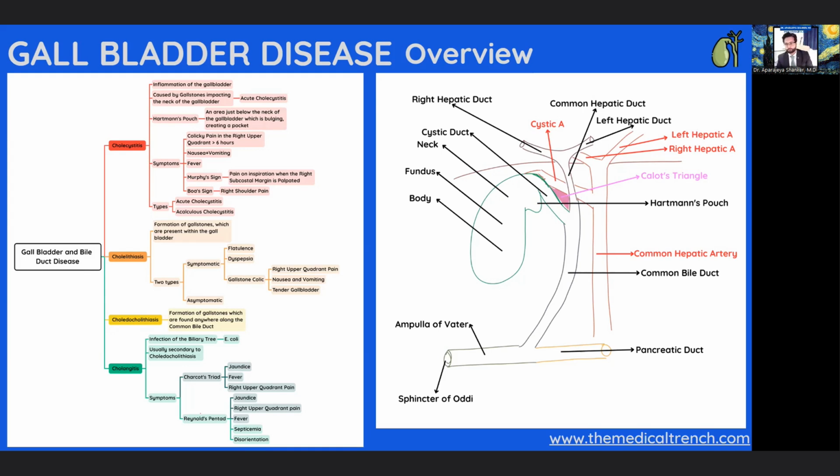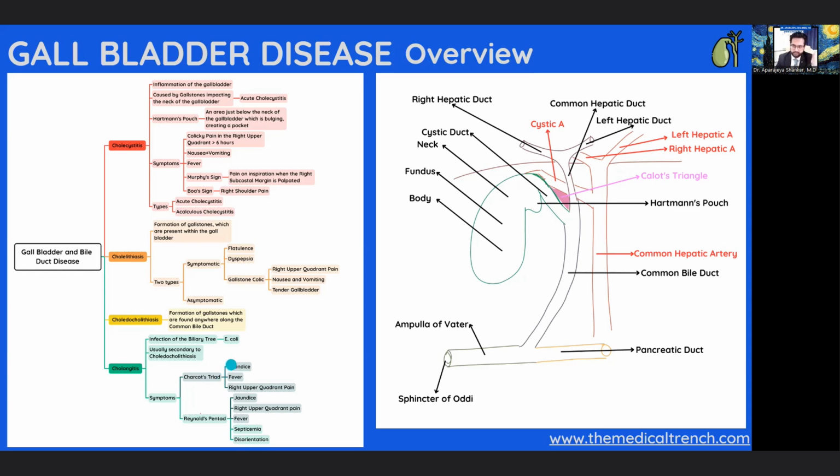Okay, so now we're just going to go to the next part. In this case, I want you to draw your attention to cholangitis. So cholangitis is the infection of the biliary tree, right? And it presents with something called Charcot's triad. Now, Charcot's triad is jaundice, fever, right upper quadrant pain. Now, I want all of you to focus on what Charcot's triad is. Fever, jaundice, right upper quadrant pain.